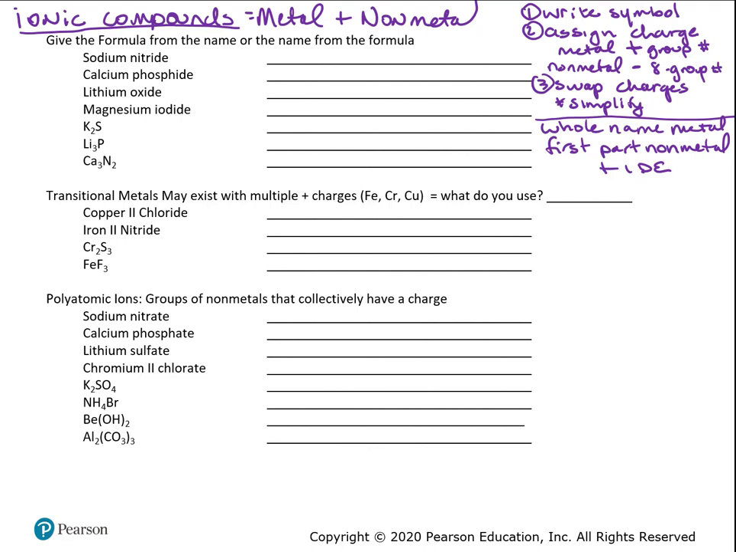So sodium nitride. What is the symbol? I kind of wrote you the steps, 1, 2, 3. You always write down the symbol. From the periodic table, you can assign the charge. With metals, it's their group number, and remember that the group number is up at the top. The nonmetals take 8 minus the group number because they gain electrons, and that'll tell you the negative charge.